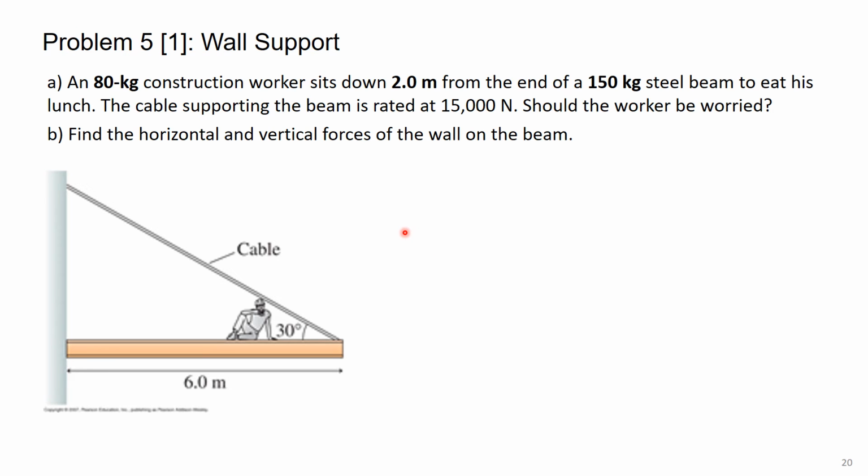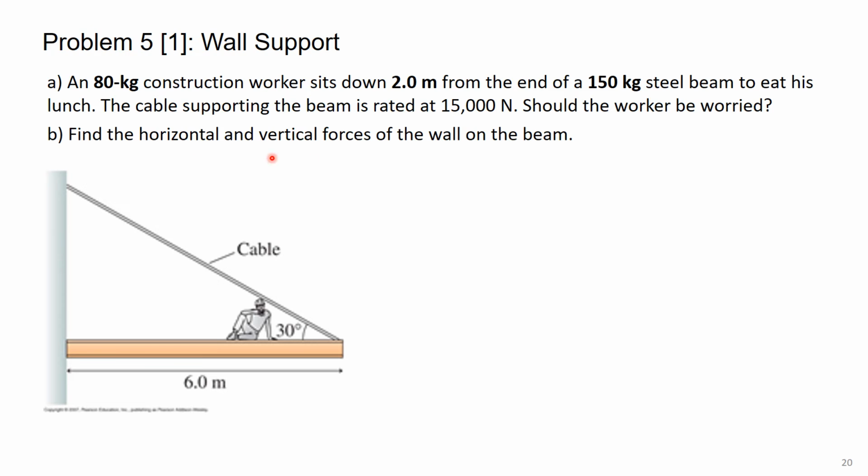Now, this problem here, we have a construction worker of 80 kilograms sitting on this beam, and the beam is connected to a wall. First by a cable that's connected at 30 degrees to the right side of the beam, and then it's also fixed at the wall. So there's force from the wall holding it back, maybe like nuts and bolts connecting the beam to the wall.